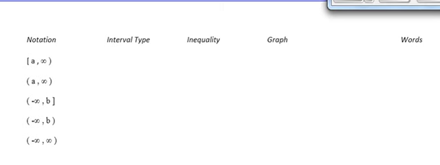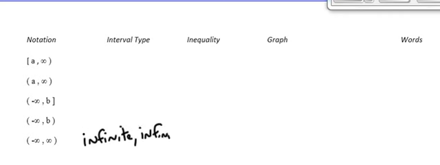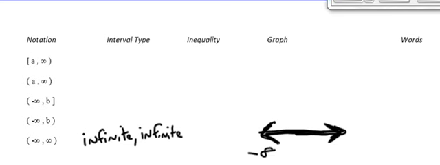And the final one is from negative infinity to infinity. Both of those are infinite, so it's infinite, comma infinite. The inequality, in this situation, we're not going to put any type of an inequality. We're talking about all real numbers. And the graph we can do, except that the graph looks like a kind of pointless graph. Okay, we've got negative infinity to infinity.